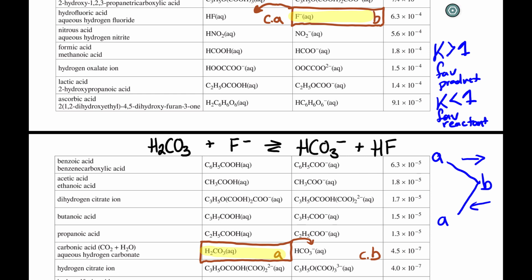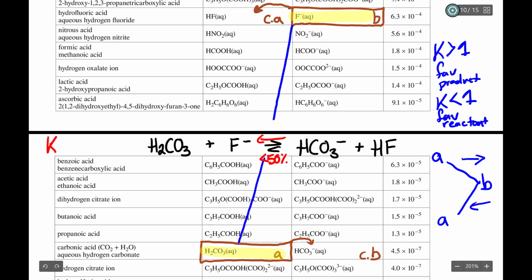So for instance, the base is above my acid on this table. So I know that this reaction actually favors the reactants, that this is less than 50% forward, or I could say that the K is less than 1. Again, I can say that this favors the reactants. Okay.